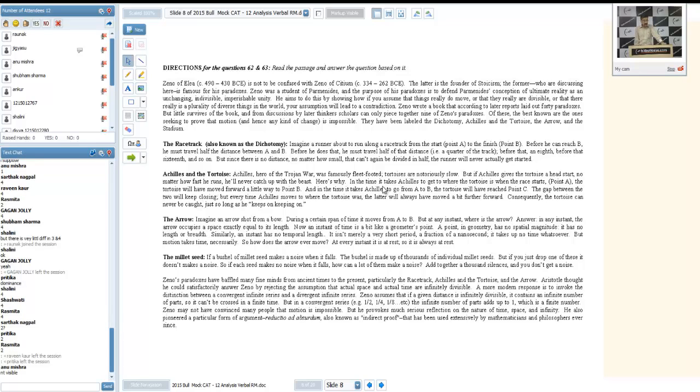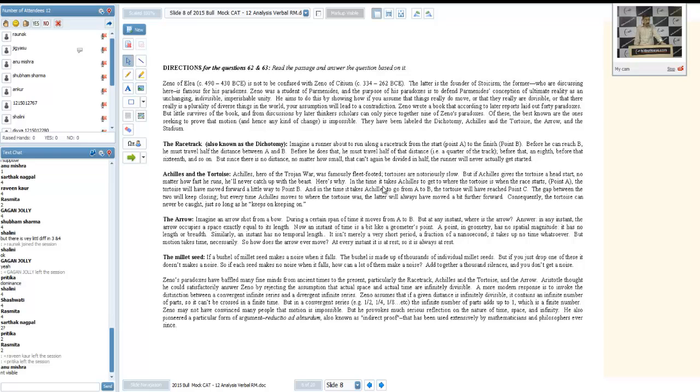Zeno says that imagine an arrow shot from a bow. During a certain span of time it moves from point A to point B. But at any instant, where is the arrow? Answer: in any instant the arrow occupies a space exactly equal to its length. Fine, a logical answer. Now an instant of time is a bit like a geometry point. A point in geometry has no spatial magnitude, no length, no breadth. A point has nothing, no spatial dimension attached to it.